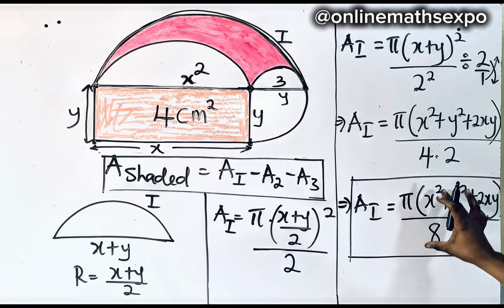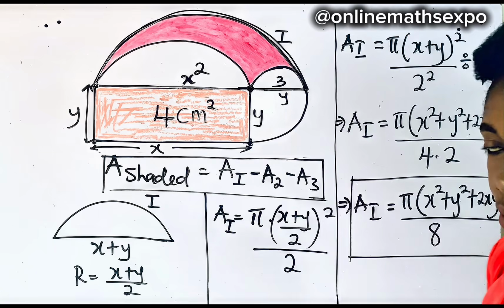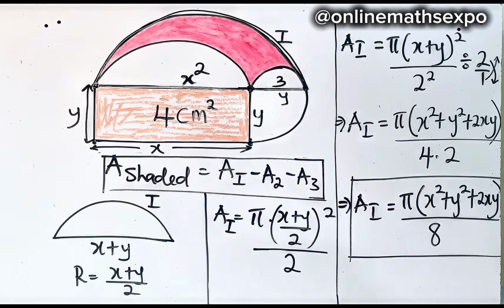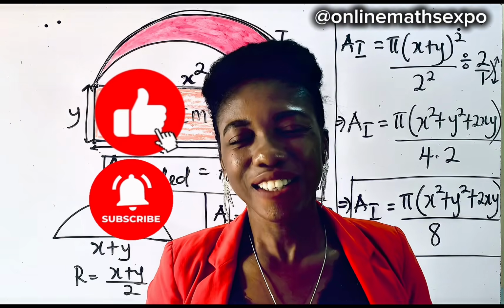Now that we have gotten a statement for the area of the first half, let's do the same for the other half circle.